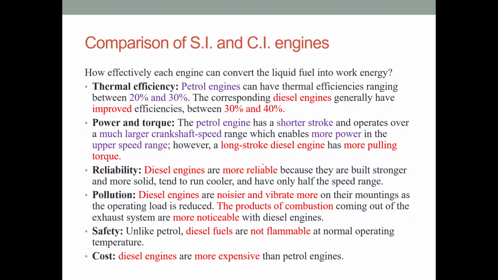So if we want to compare the SI and CI engines in general, for petrol engines the thermal efficiency is 20 to 30%, but diesel engines are 30 to 40%. Petrol engines have a shorter stroke and a much larger crankshaft speed range, which is going to generate more power in the upper speed range. But the diesel engine has more pulling torque rather than power at higher speed.